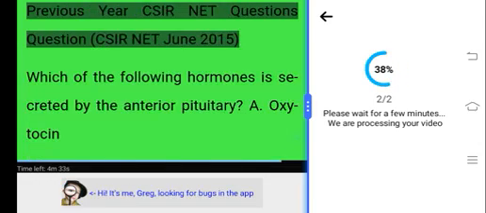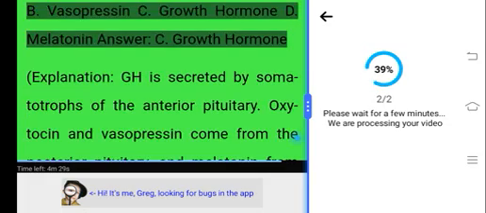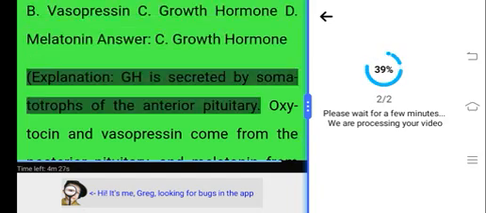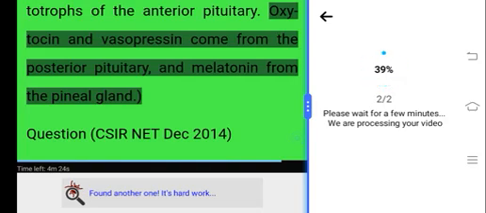Previous year CSIR NET questions. Question. CSIR NET June 2015. Which of the following hormones is secreted by the anterior pituitary? A. Oxytocin. B. Vasopressin. C. Growth hormone. D. Melatonin. Answer. C. Growth hormone. Explanation. GH is secreted by somatotropes of the anterior pituitary. Oxytocin and vasopressin come from the posterior pituitary, and melatonin from the pineal gland.